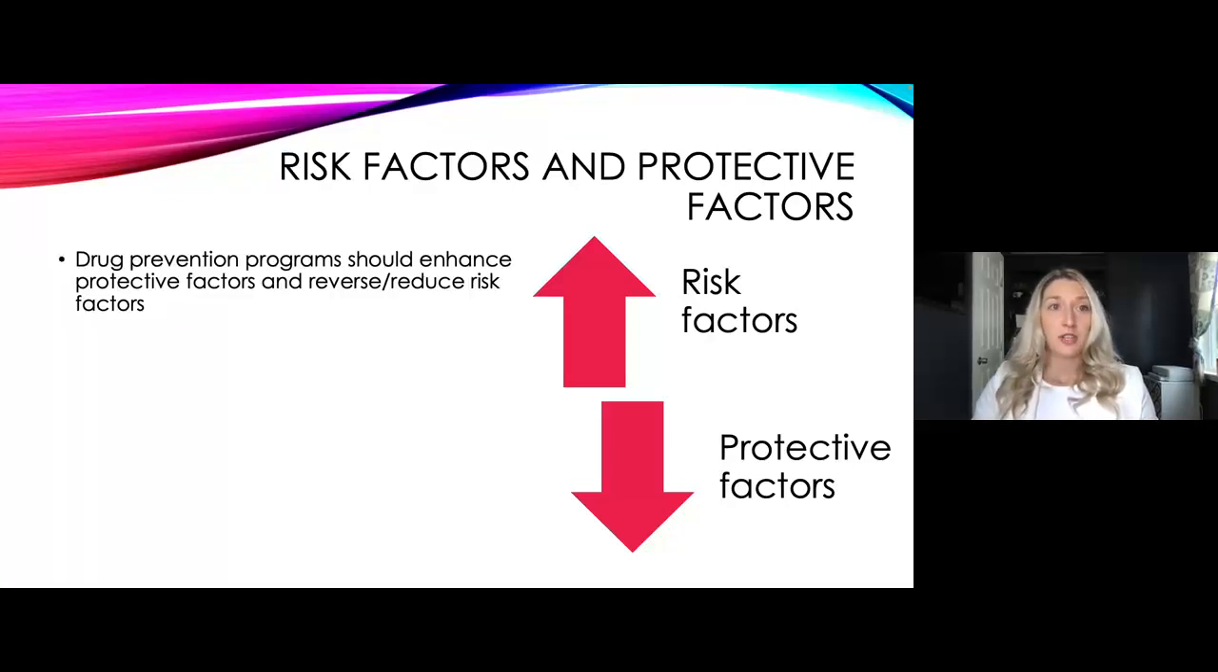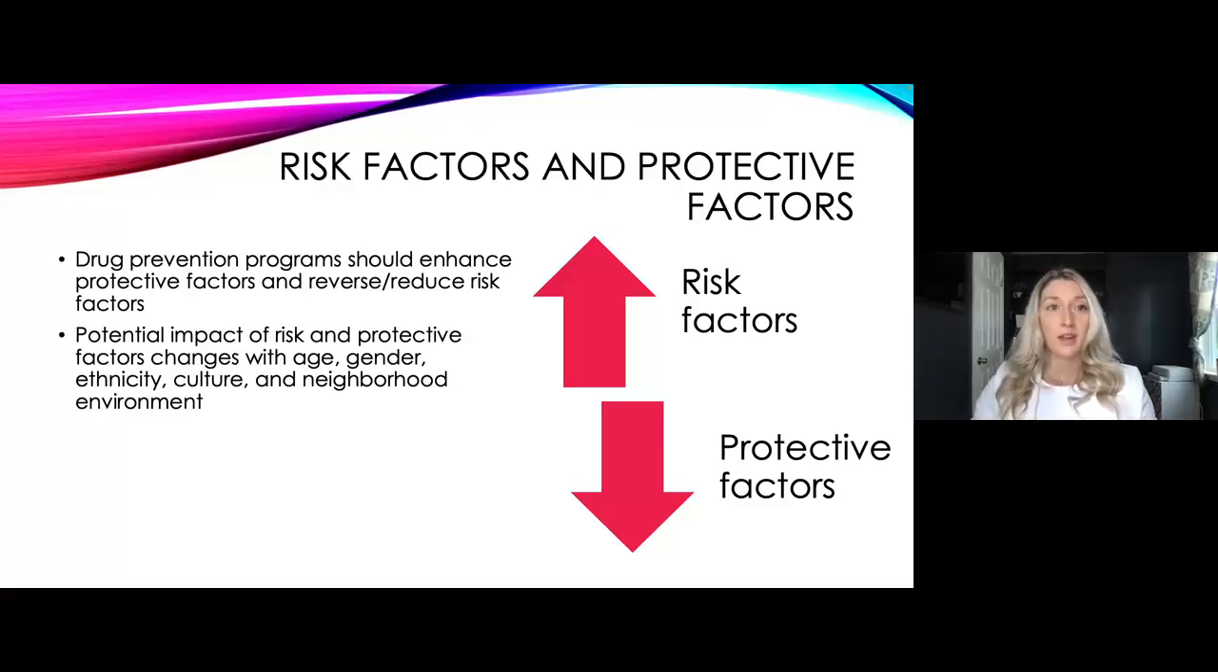So again, we need to make sure that these drug prevention programs are going to enhance those protective factors while we're looking to reverse or reduce the risk factors. The potential impact of risk and protective factors both are going to change depending on the person's age, their gender, as well as their ethnicity and culture, and their neighborhood environment. While I'm going through this lecture, just keep thinking back to that initial slide with that chart on it, seeing how all these different factors are going to influence that individual in the center.